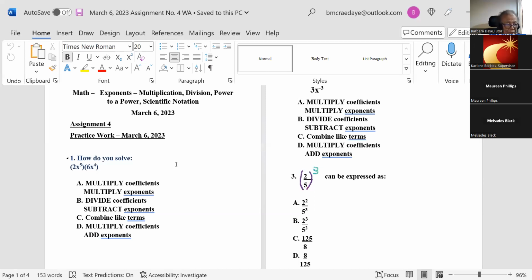Okay, let's go back. Mercedes, read this one and tell me what your answer is. This one says, how do you solve, in the bracket, you have 2x to the fifth power times 6x to the fourth power. Okay, so what would your answer be?